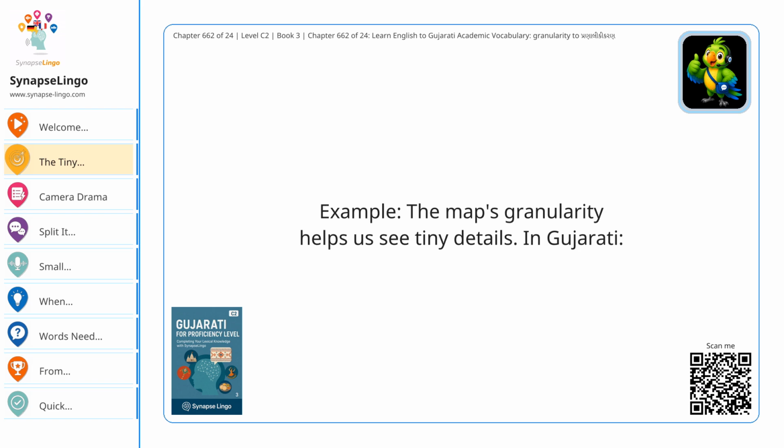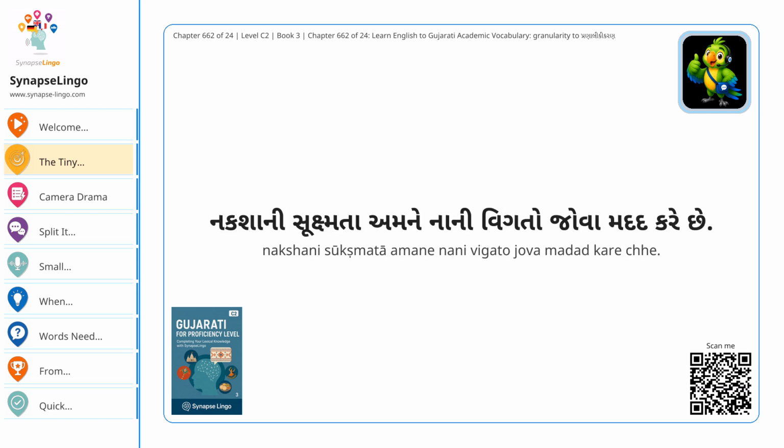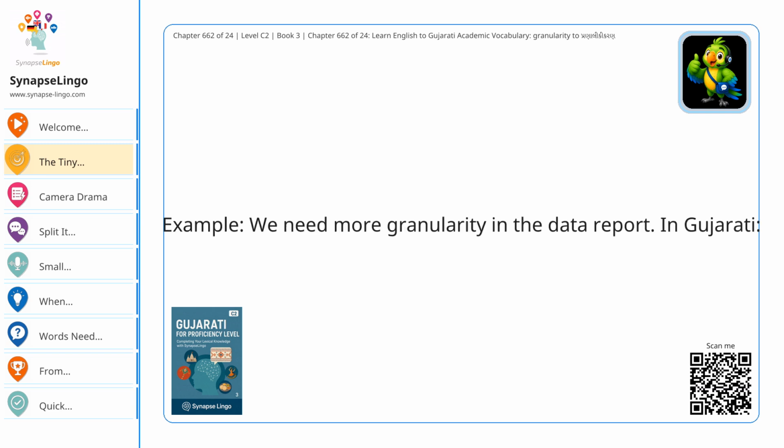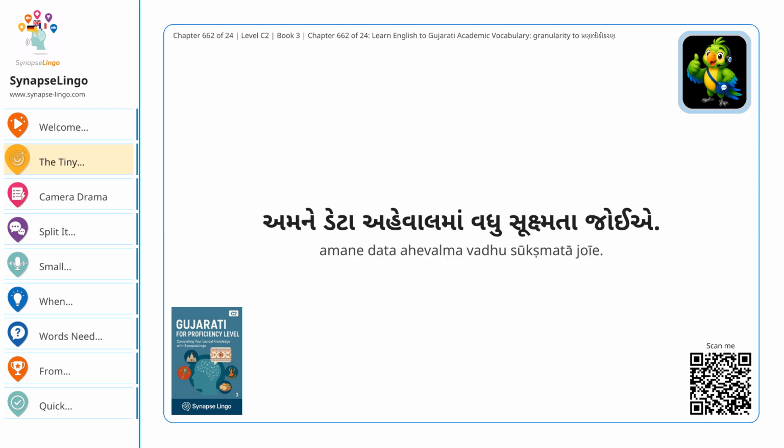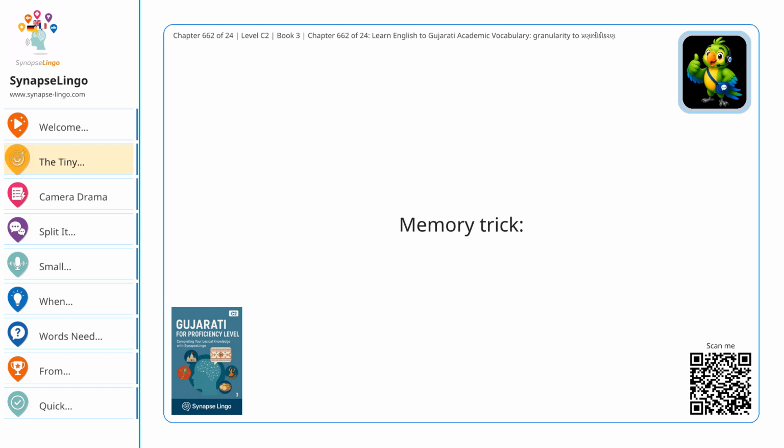In Gujarati: નકશાની સૂક્ષ્મતા અમને નાની વિગતો જોવા મદદ કરે છે. Example: we need more granularity in the data report. In Gujarati: અમને ડેટા અહેવાલમાં વધુ સૂક્ષ્મતા જોઈએ. Memory trick: સૂક્ષ્મતા is like a microscope for information. If a report looks blurry, add સૂક્ષ્મતા. Not hot sauce.